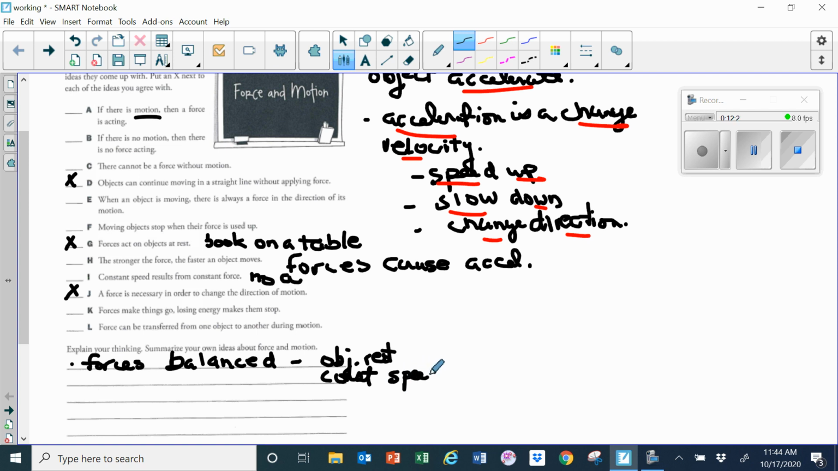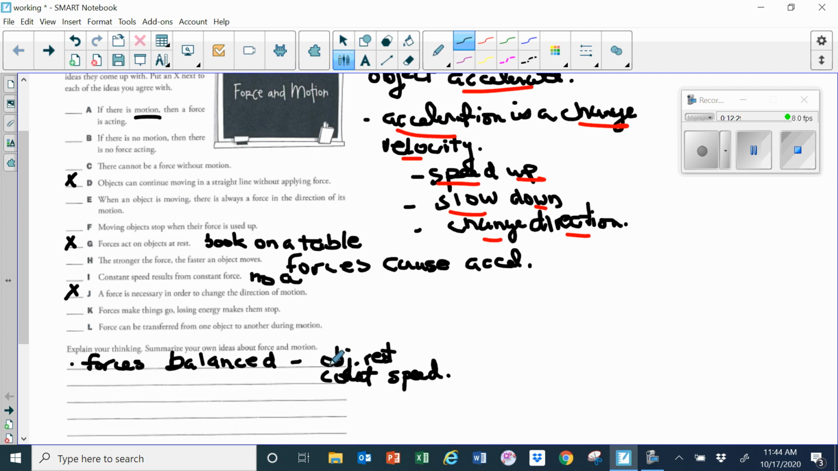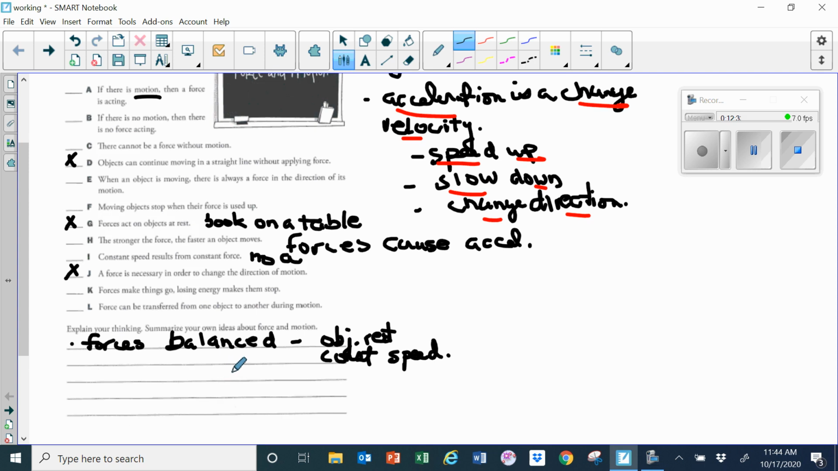Okay, in order to get something to accelerate, forces cause an object to accelerate, we need to have unbalanced forces. So if we have an unbalanced force, in other words, there's more force acting in one direction than other directions, that is going to cause acceleration. Okay, so let's move on, and we'll come back to some of this in just a second.